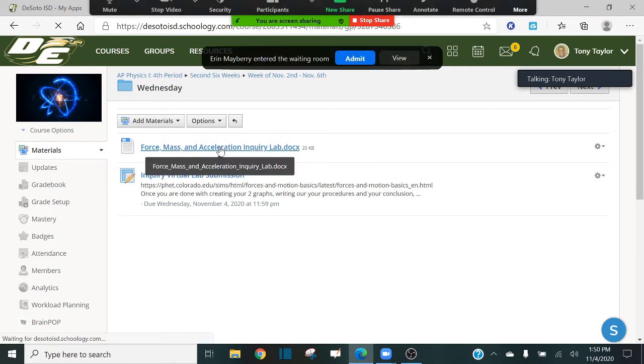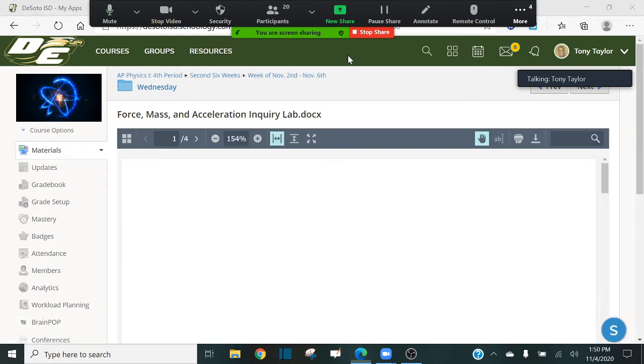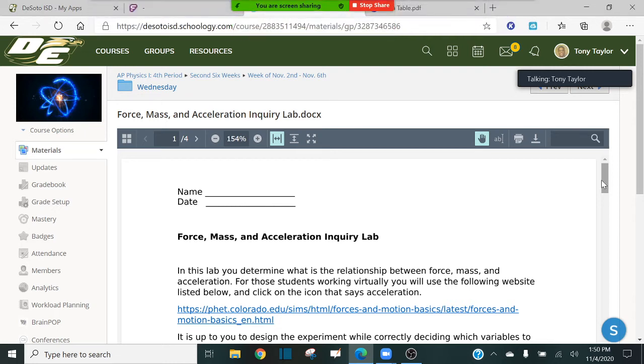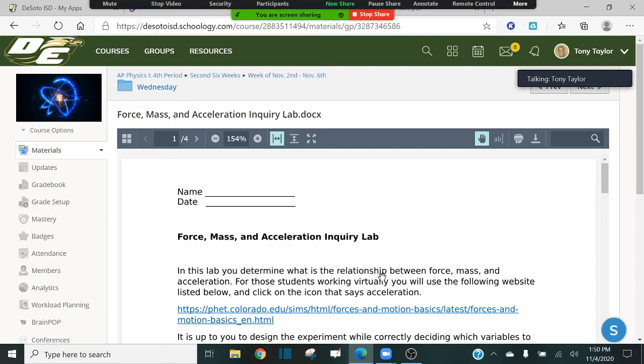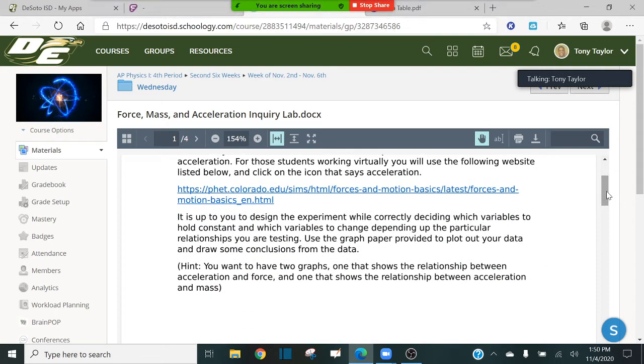Okay, so if you click on it, let's go ahead and read the instructions for what you guys are going to be doing today. Okay. So it says, in this lab, you determine what is the relationship between force, mass, and acceleration. For those who are working virtually, you will use the website listed below and click on the icon that says acceleration.